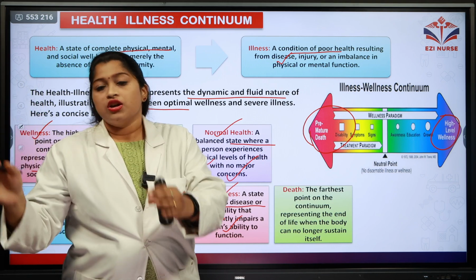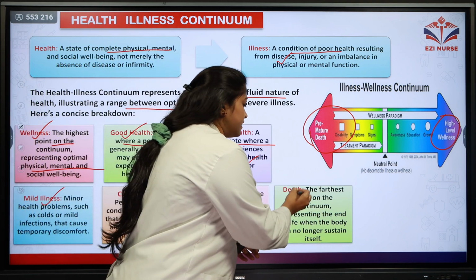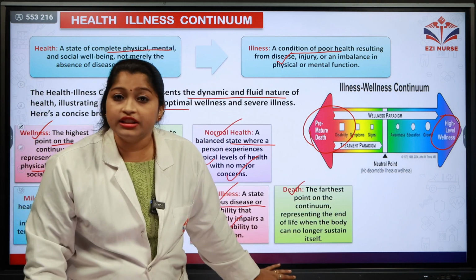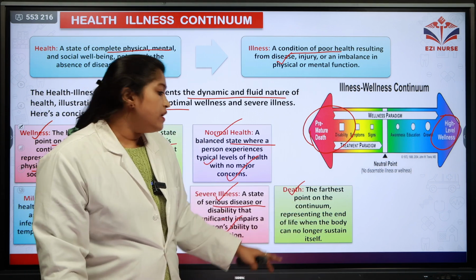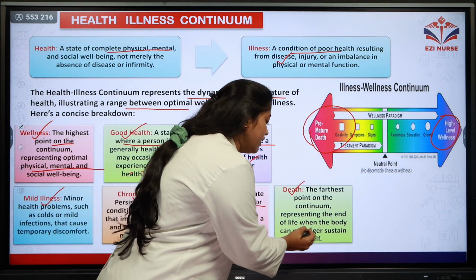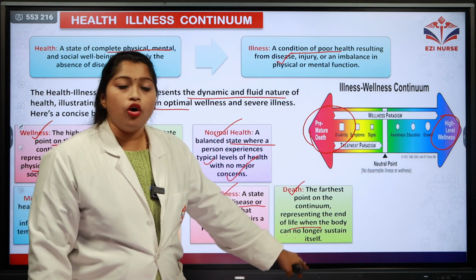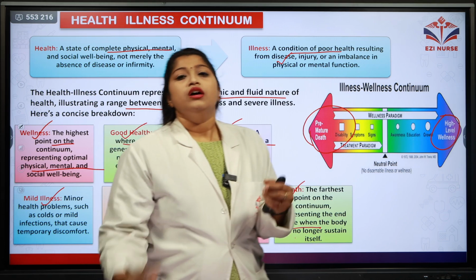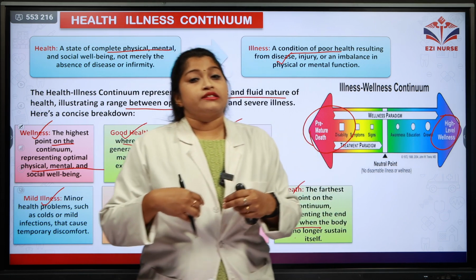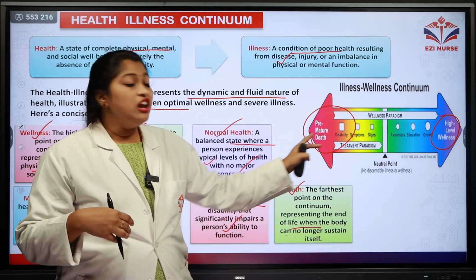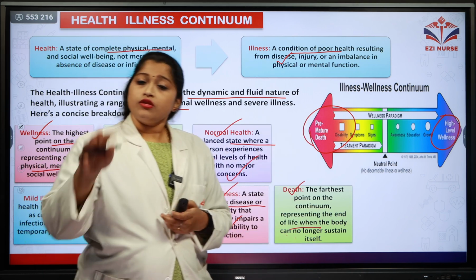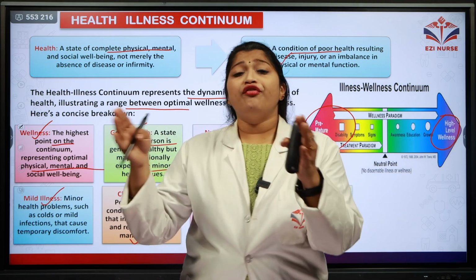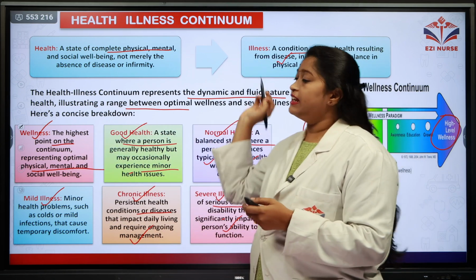And the last, or the worst case, is death. It is the farthest point on the continuum. It represents the end of life, where the body can no longer sustain itself. Our body cannot sustain itself and it leads to the last point on the continuum, that is death. So these were the different levels in the health-illness continuum.